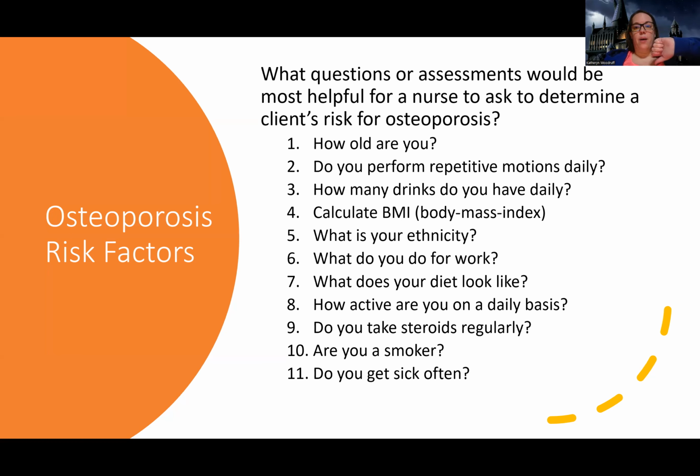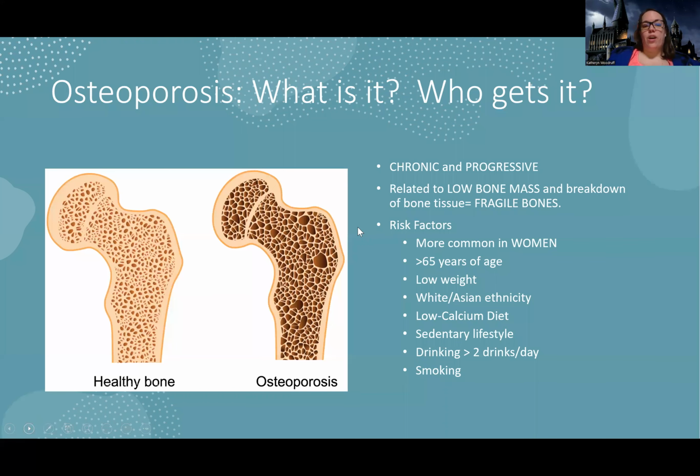So as a whole, helpful questions: age, drinking, smoking, BMI, having that small body stature, ethnicity, activity level, diet, medications that they take. Those are important to know. But if they get sick often, what they do for work, repetitive motions, those are not going to be the best questions to ask for these patients. So let's talk about it.